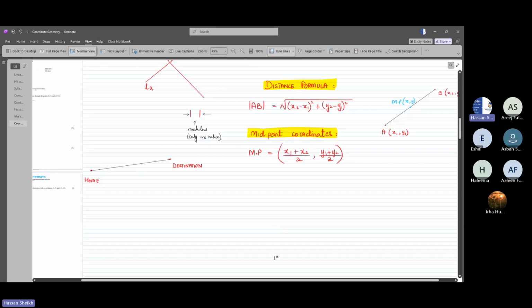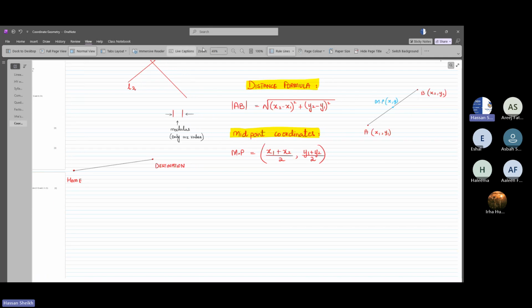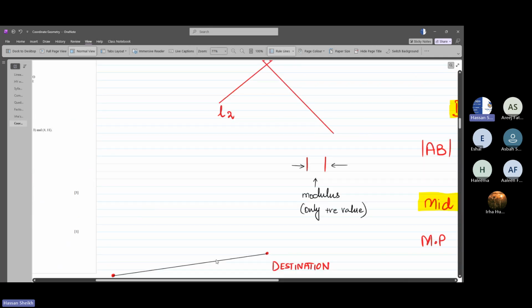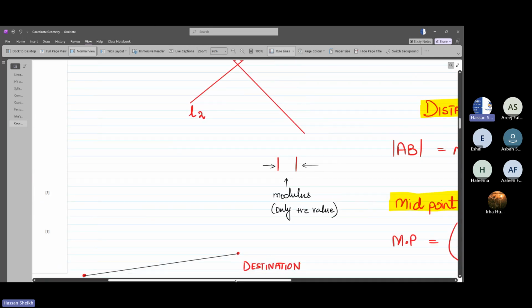Now, last few things for the coordinate geometry. Distance formula. Have you ever used a GPS application? Sir, obviously, you have used.